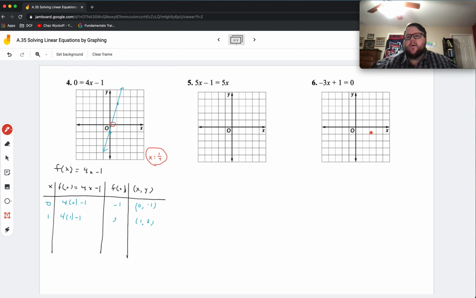So you guys are going to do numbers 5 and 6 on your own. If you copy the work as I've done it, you get the majority of the credit. 5 and 6 would be for full credit.